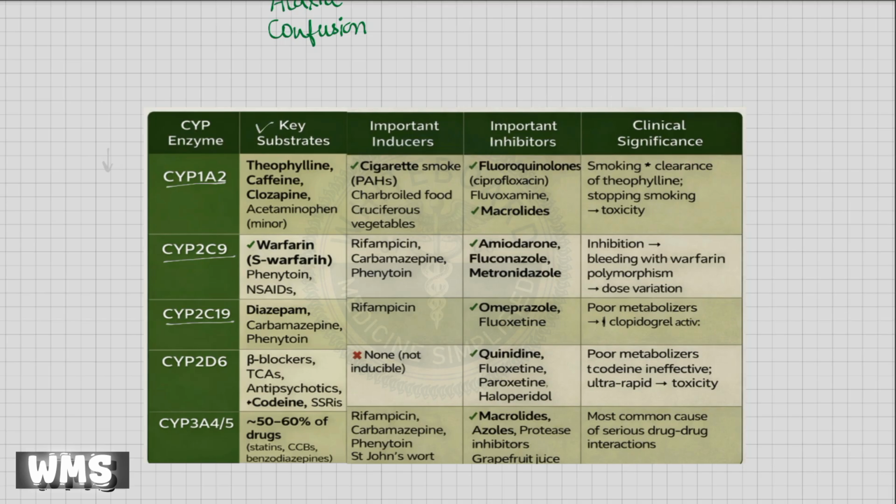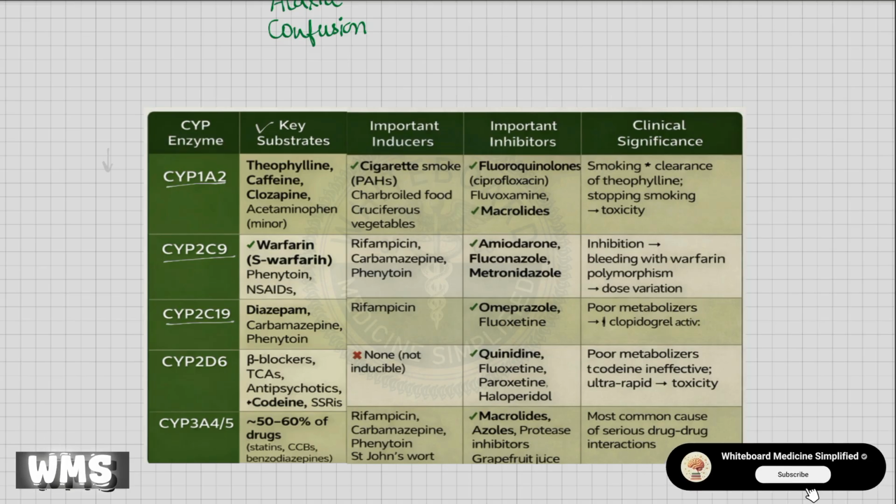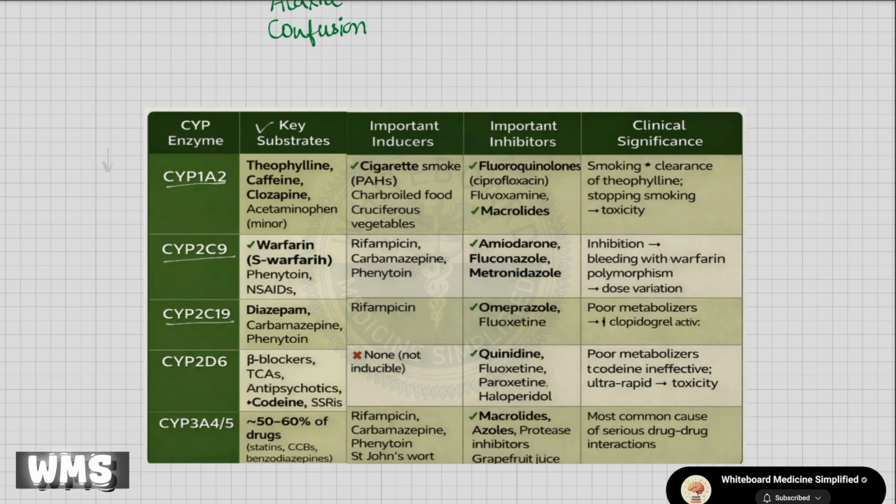These are a few substrates that are metabolized by different cytochrome enzymes. You do not need to memorize long lists of substrates. What is important, and what you must understand very clearly, is the concept of enzyme induction and enzyme inhibition. Let's start with enzyme induction.